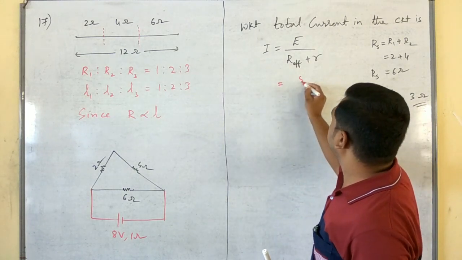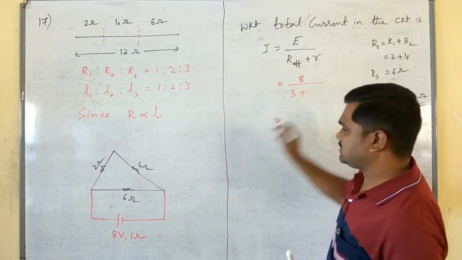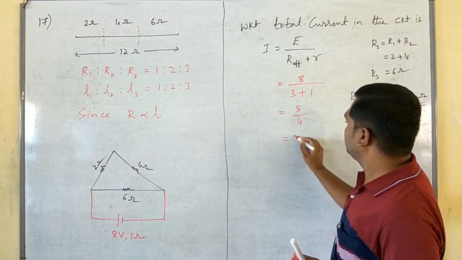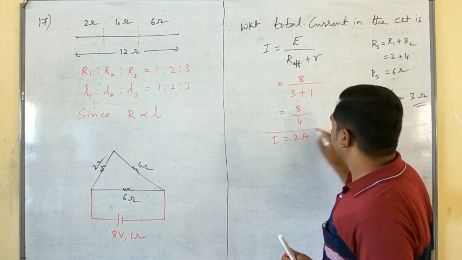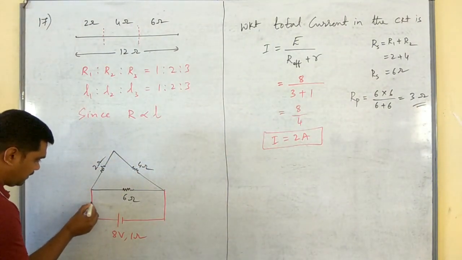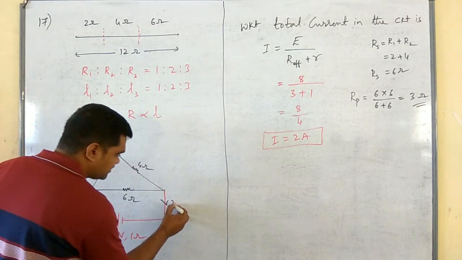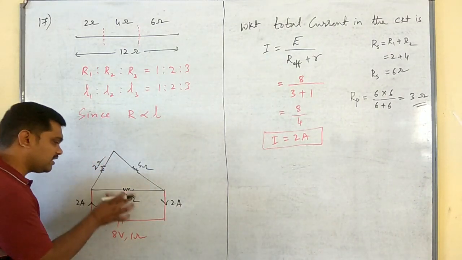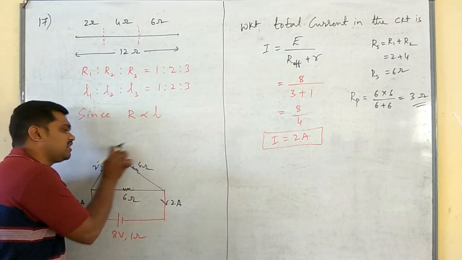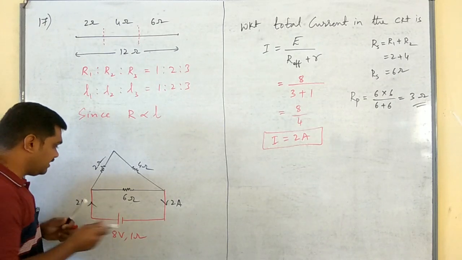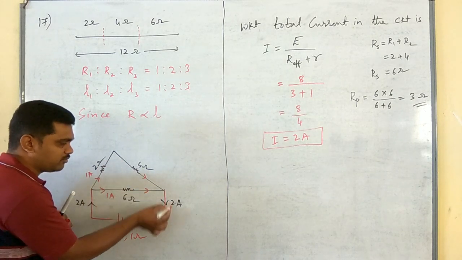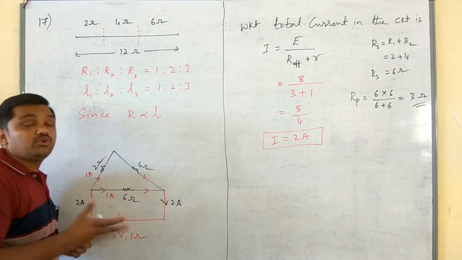EMF is given as 8 divided by 3 plus internal resistance is 1 ohm, hence it is 8 divided by 4, which is 2 ampere. Total current flowing through the circuit is 2 ampere. Here the 2 ampere will flow, the same 2 ampere will come back. Next, in this branch the total resistance is 6 ohm. In this branch also the total resistance is 6. Therefore, current will divide like this: 1 ampere, 1 ampere. The same current will come together and it will form 2 ampere.